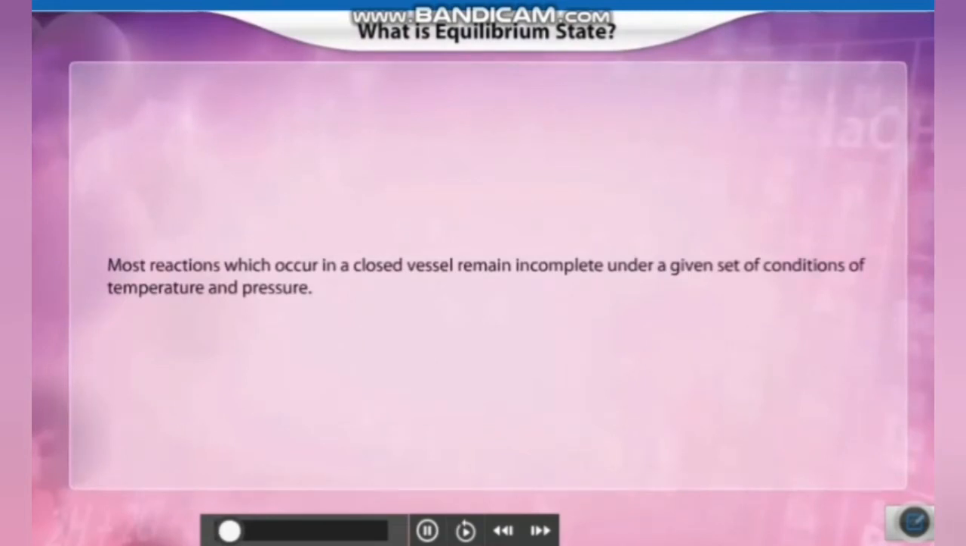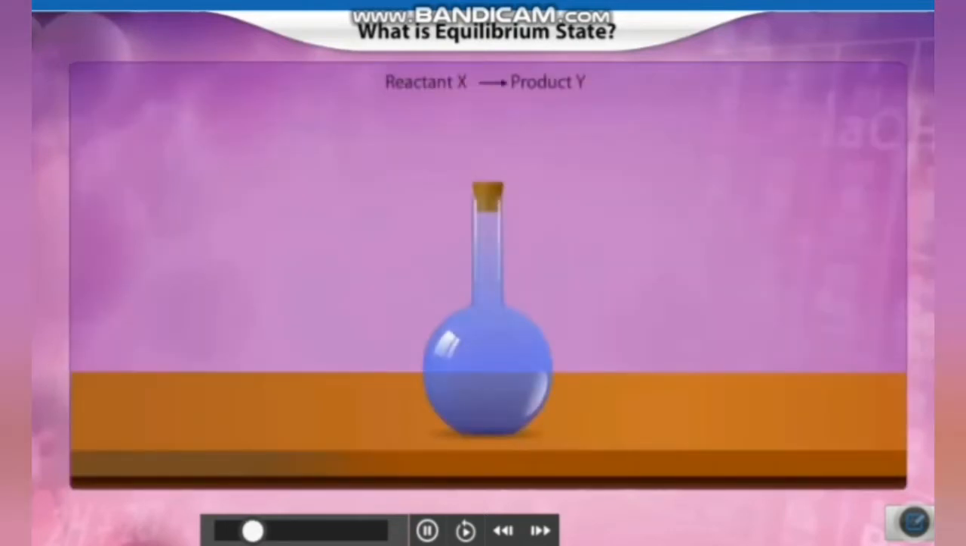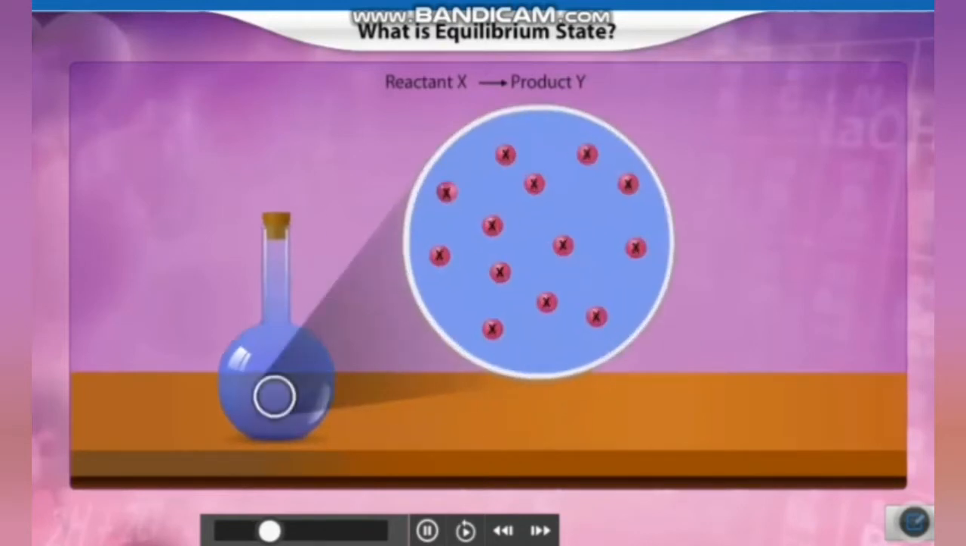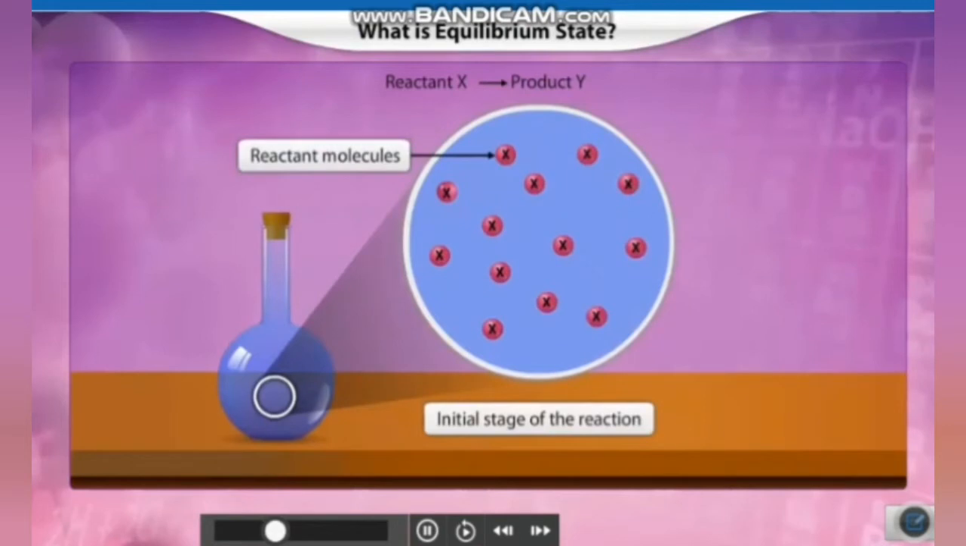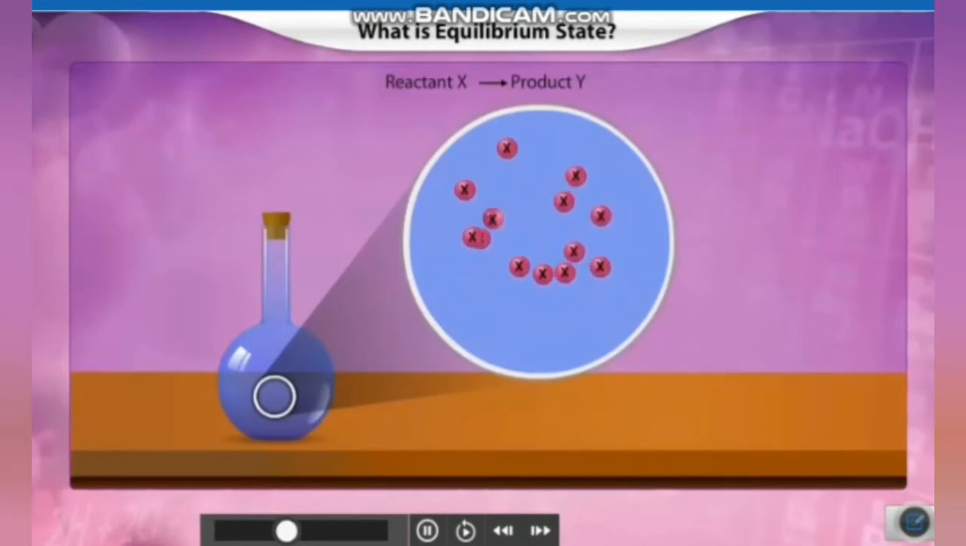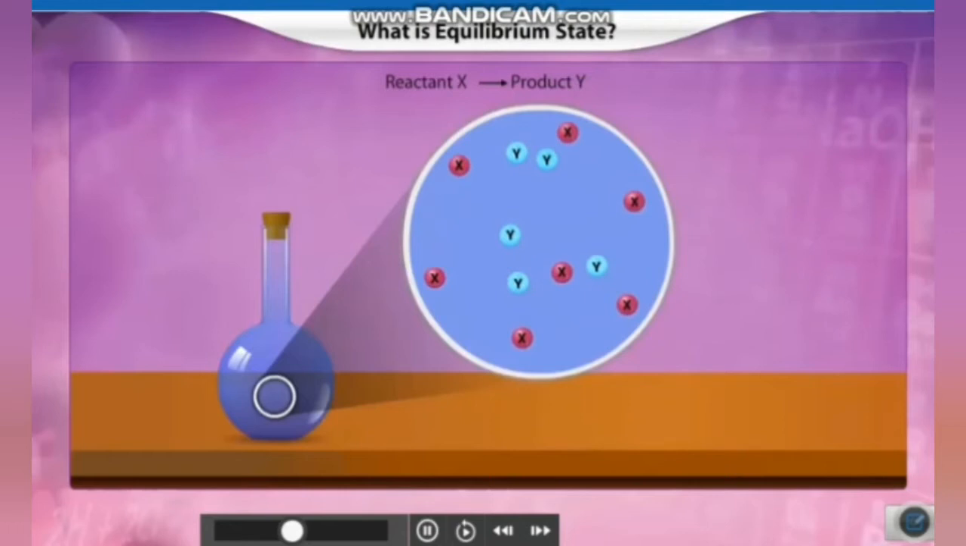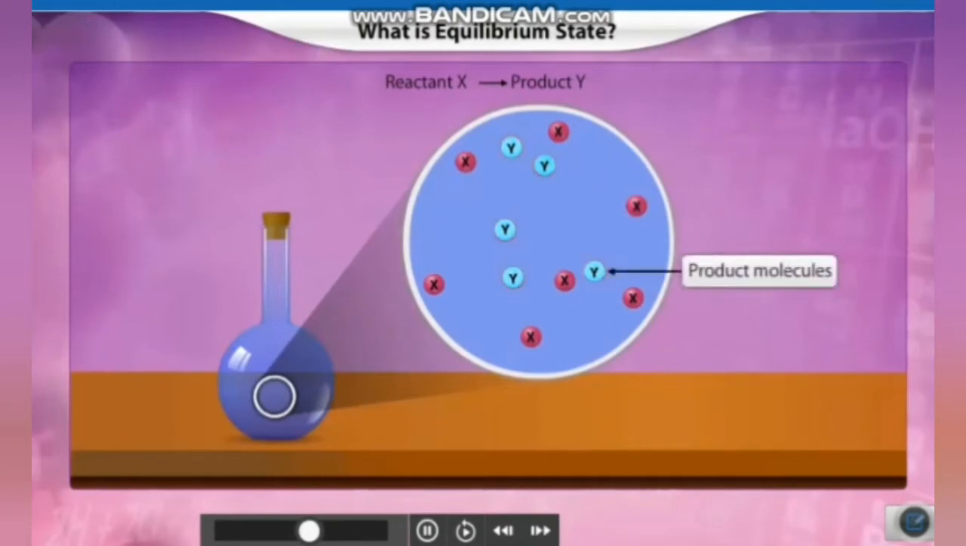Most reactions which occur in a closed vessel remain incomplete under a given set of conditions of temperature and pressure. Let us now consider a reaction in which reactant X changes to product Y. Initially, the reaction begins only with the reactant as the reaction mixture. As the reaction progresses, the reactant changes to the product Y. The concentration of the reactant X in the reaction mixture decreases and the concentration of the product Y increases.